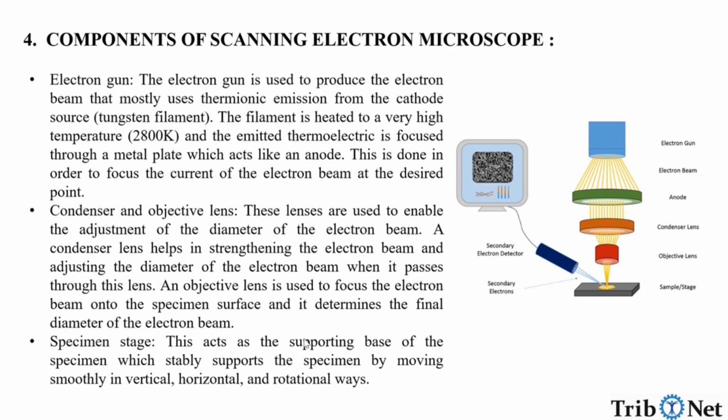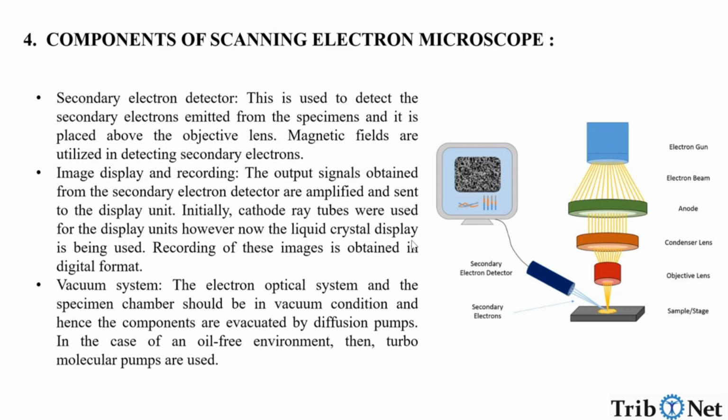Specimen stage. This acts as a supporting base of the specimen which stably supports the specimen by moving smoothly in vertical, horizontal, and rotational ways. Again, here it's a schematic representation of the scanning electron microscope components. Secondary electron detector. This is used to detect the secondary electrons emitted from the specimens, and it is placed above the objective lens. Magnetic fields are utilized in detecting the secondary electrons.